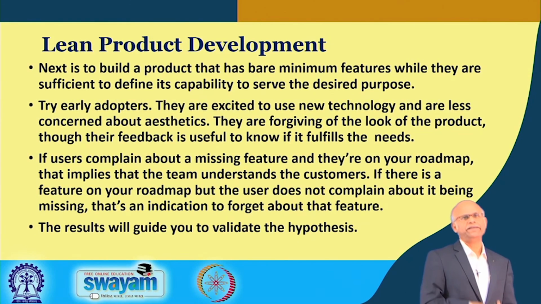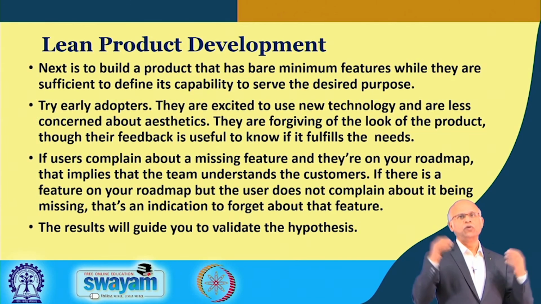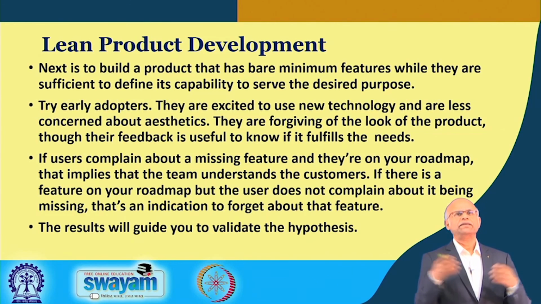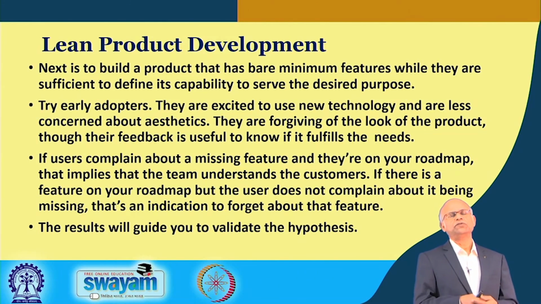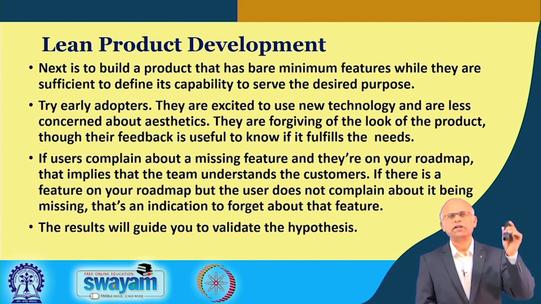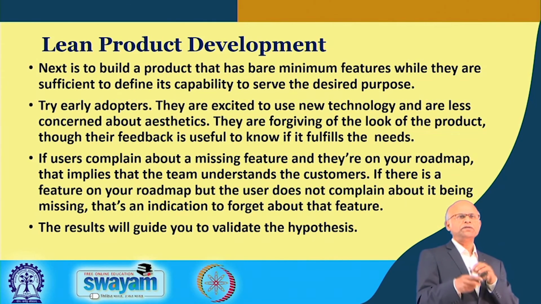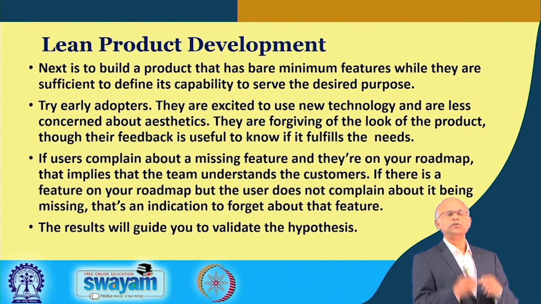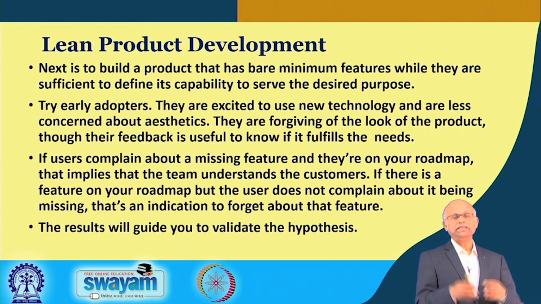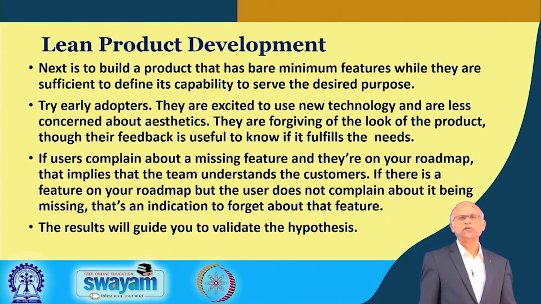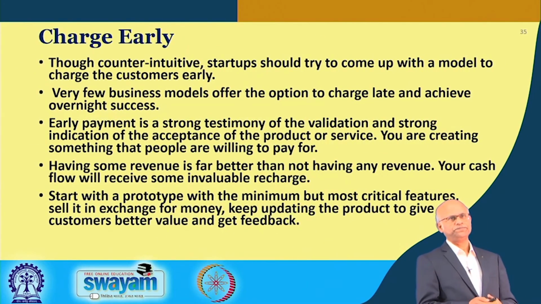If users complain about a missing feature and it is on your roadmap, that implies that the team understands the customer. Suppose this product is missing one feature and customers do not complain that the feature is not there. So, your product development team is now educated enough to understand that customers actually do not care about that feature, and if they complain about the absence of something, you should add that. The result will guide you to validate your hypothesis.